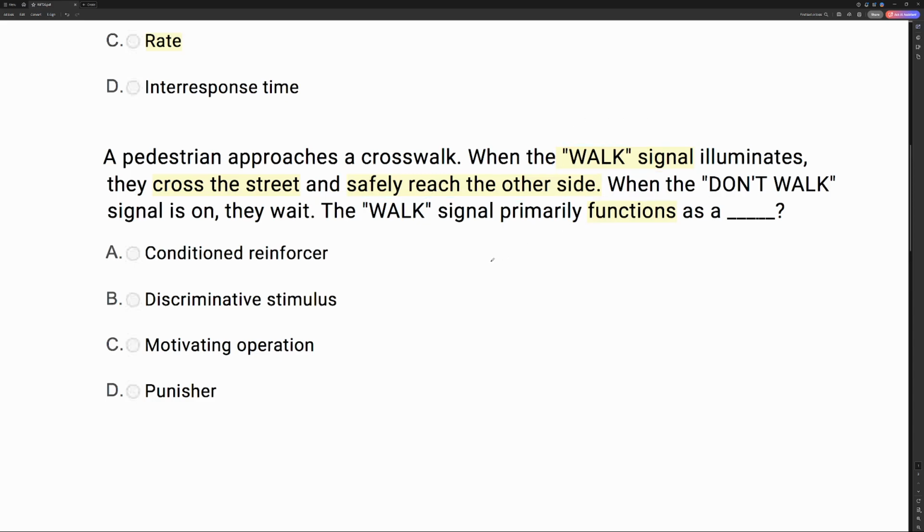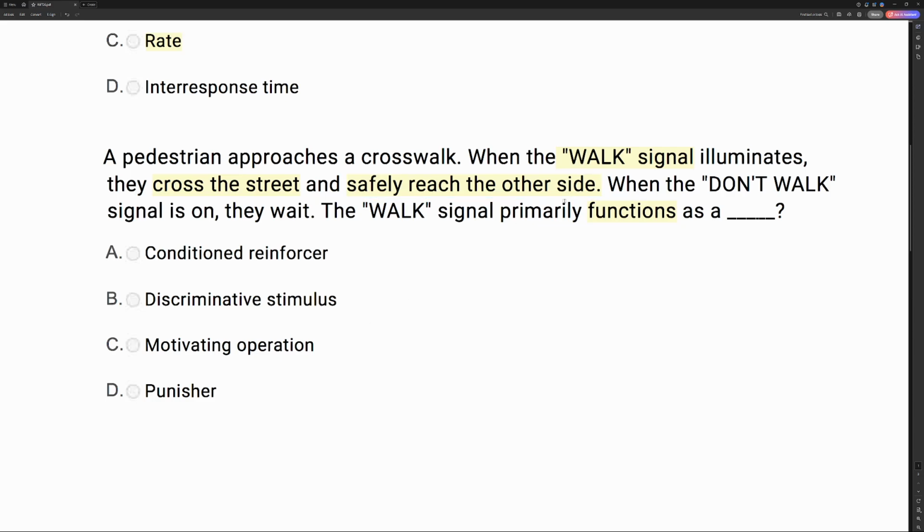So let's start there. So now we can think about our discriminative stimulus and our motivating operations. What's the difference between the MO and the SD? The MO changes the value of a consequence, while an SD signals the consequence is available. When that walk signal lights up, does the value of reaching the other side safely change? No, you always want to reach the other side safely. The walk signal doesn't change the value of reaching the other side safely. It doesn't make you want to do that more. What it does do is signal safe crossing is available.